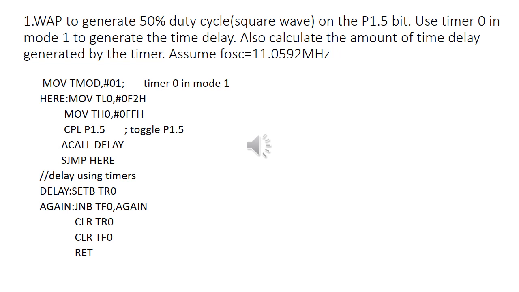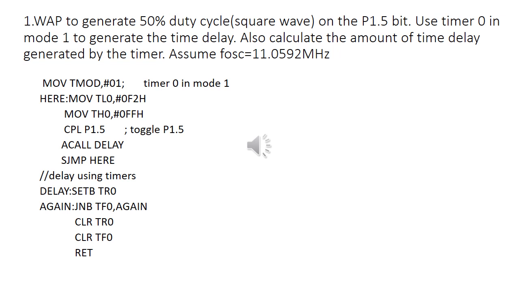After that, you should stop the timer. How to stop the timer? By using the CLR TR0 instruction. CLR stands for clear; the timer start bit, the timer control bit, is what you should clear. After this, you should clear this timer overflow flag, so that in order to repeat the same process, the flag is ready to be set again.